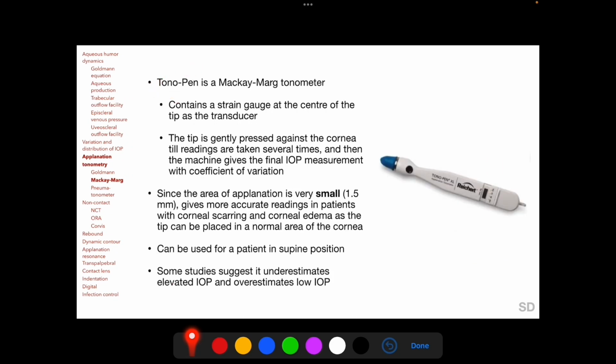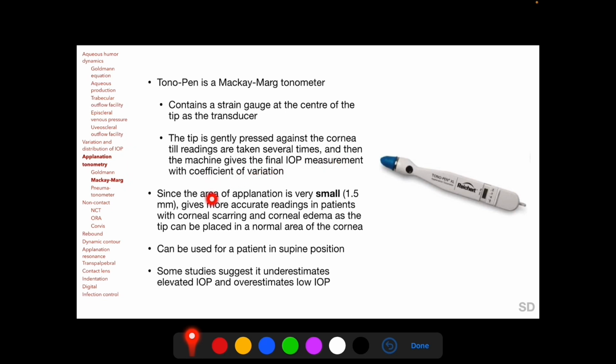Tonopen, as shown in this photograph, is a Mackay-Marg tonometer and it contains a strain gauge at the center of the tip as the transducer. The tip of the device is gently pressed against the cornea till several readings are taken by the device, and the machine gives the final IOP measurement with the coefficient of variation.